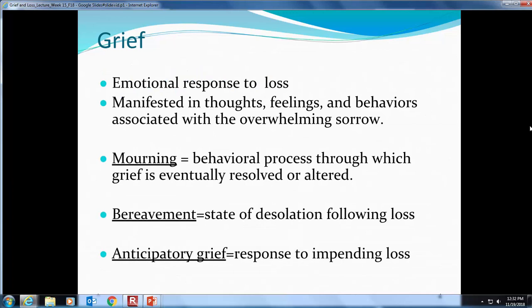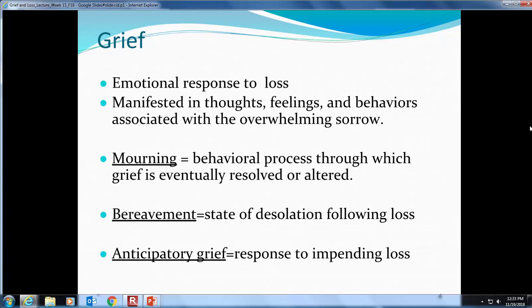Grief is an emotional response to loss. There are several terms related to grief. Mourning includes outward, socially expressed behaviors exhibited after the death of a loved one, and practices vary from culture to culture. Bereavement is the state of desolation after a loss, particularly of a loved one. It's the total response to the loss and includes emotional, physical, social, and cognitive responses from an individual.